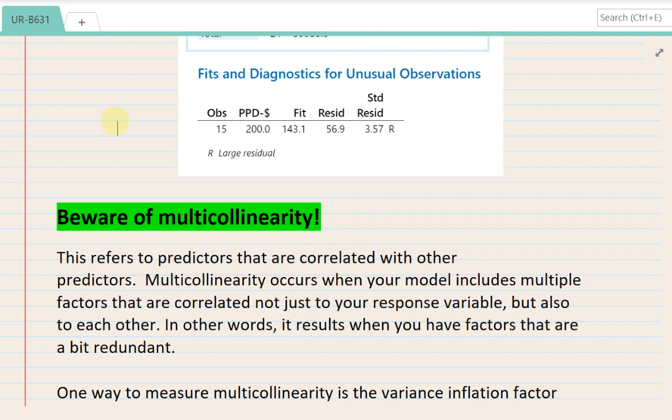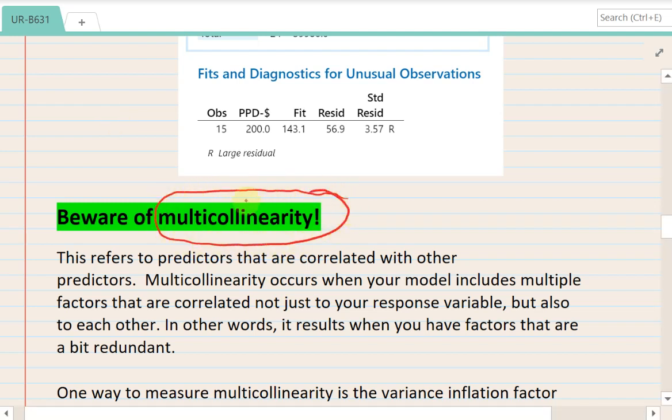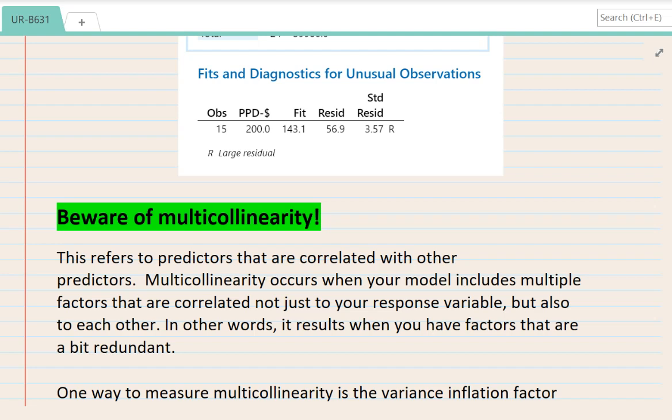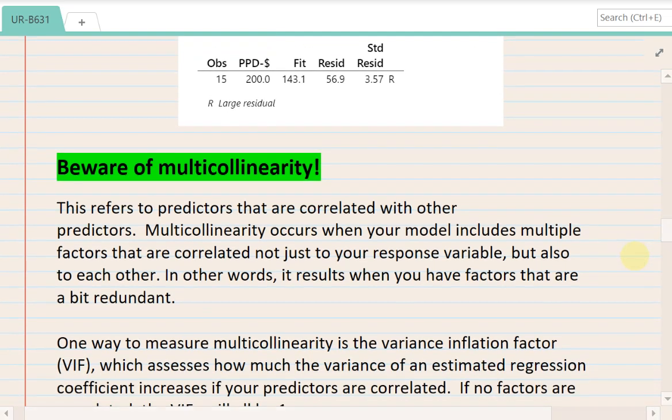Okay, so in every multiple regression analysis, everyone has to pay attention to what we call multicollinearity. Multicollinearity is when variables kind of overlap. You have redundancies in your independent variables. So 2 variables are measuring pretty much the same thing, the same attribute. So when we talk about collinearity here, we refer to predictors that are correlated with other predictors, with one another. So multicollinearity, when does this happen?